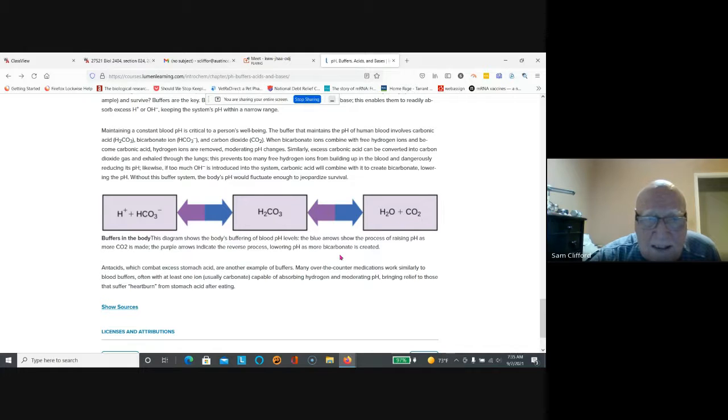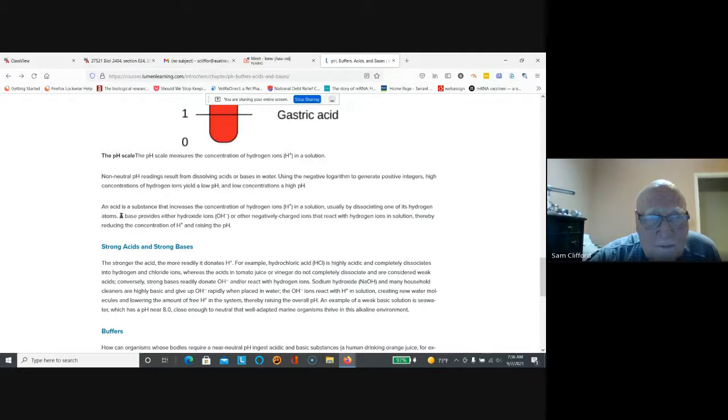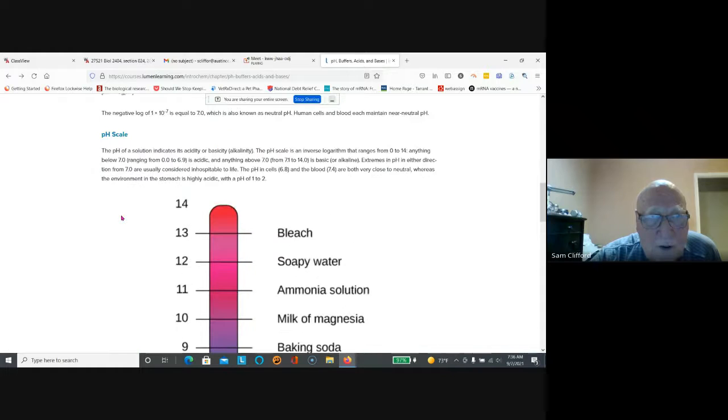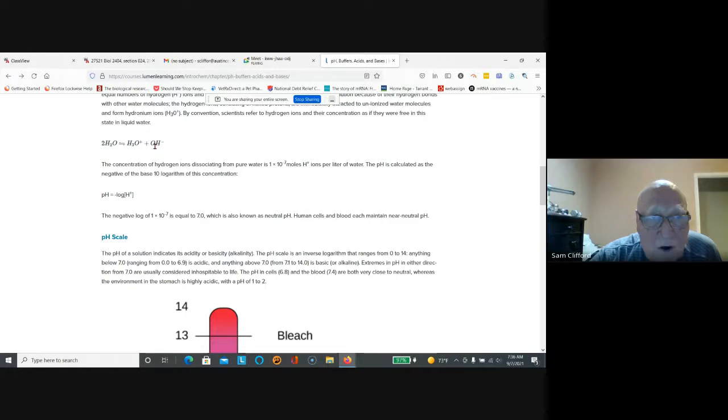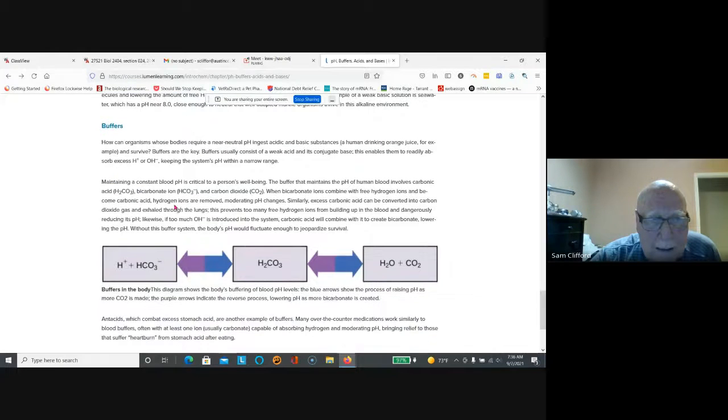If you have excessive hydroxide, OH, as we have up here with water, when you have excess OH, that OH will combine with the H plus that's supplied by the dissociation of carbonic acid.